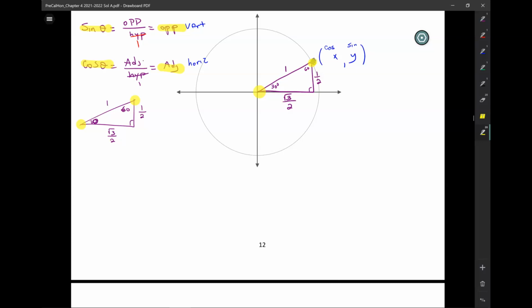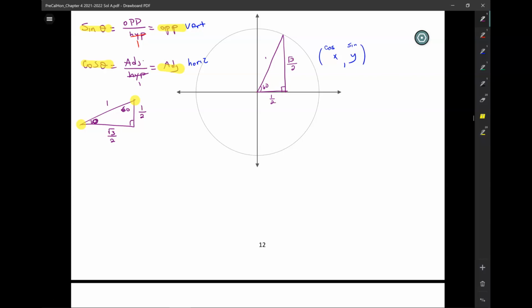Now, if I oriented my triangle differently, I am going to erase some of this to get rid of the clutter. If I oriented my triangle differently so that this is the 60 degree, right? Now, this hypotenuse is still a 1. The sides of the triangle are still 1/2 and √3/2. But what does the vertical side get? Which size for the vertical side? 1/2 or √3/2? √3/2, that's the longer one. And the shorter one is here, 1/2.